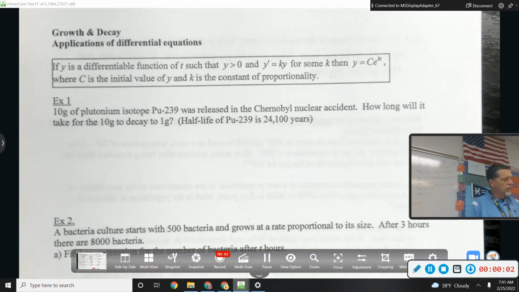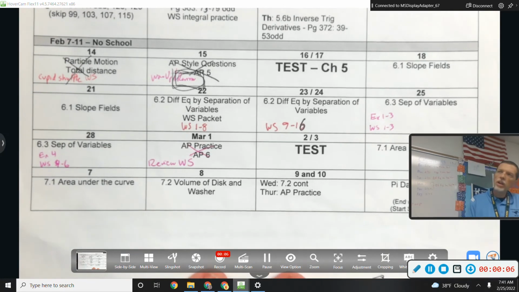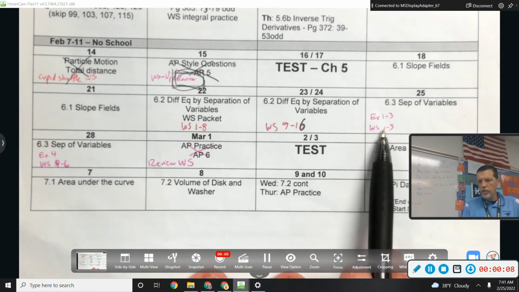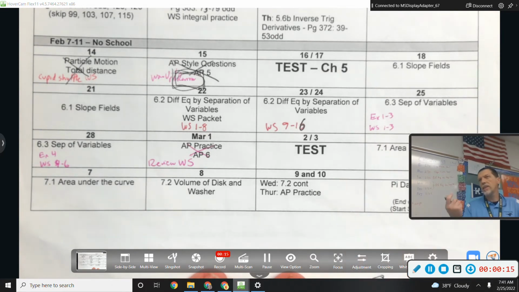Okay, actually let's look at the calendar for a second so you see where we're headed. I gave you the worksheet. My goal is to work examples 1 through 3 today. I think we can do that. I'll assign 1 through 3 on the back as the homework, and answers are at the bottom.